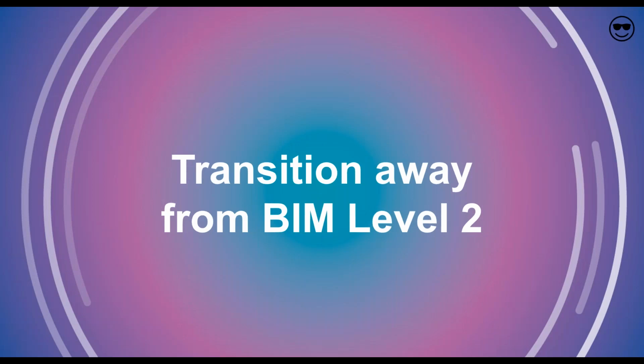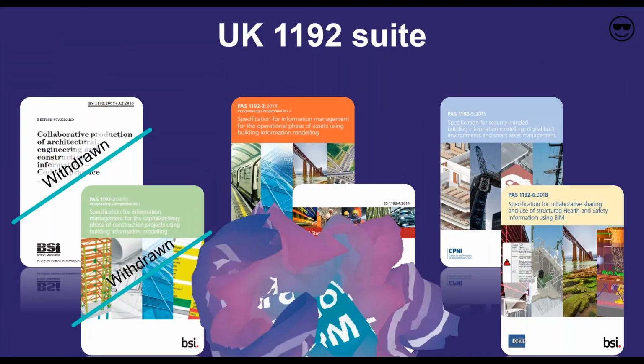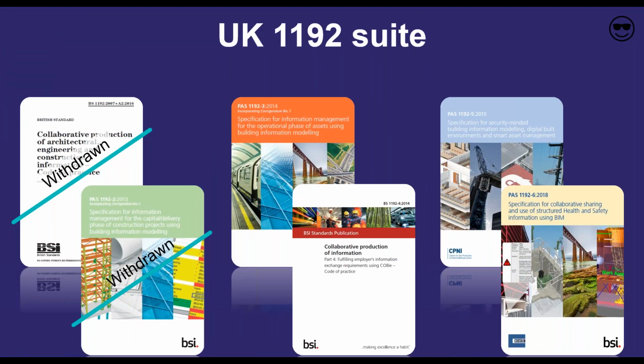Right. So as Andy's already mentioned, BIM Level 2 is no more. So that gets scrunched up. The reason for that is that the original two BIM standards, BS 1192 2007 and PAS 1192 Part 2, have now been withdrawn due to them being replaced with new international standards, which I'm going to come on to shortly. The remaining standards in the 1192 suite are still active, but they are currently in the process of being upgraded to international standards.